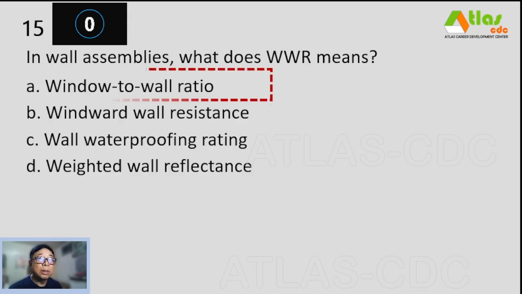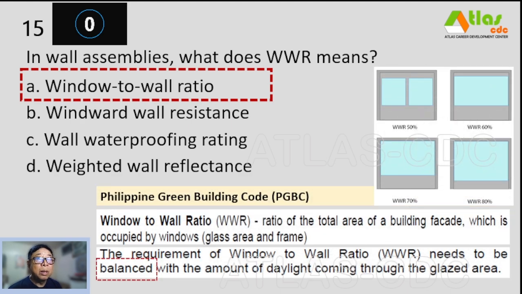And our correct answer is letter A, window to wall ratio. According to the Philippine Green Building Code, window to wall ratio, WWR, is the ratio of the total area of a building facade which is occupied by windows, glass area, and frame. So that means window glass area over the wall area. The requirement of window to wall ratio needs to be balanced with the amount of daylight coming through the glazed area. So importante yung ma-determine, no? Yung required na amount of daylight.